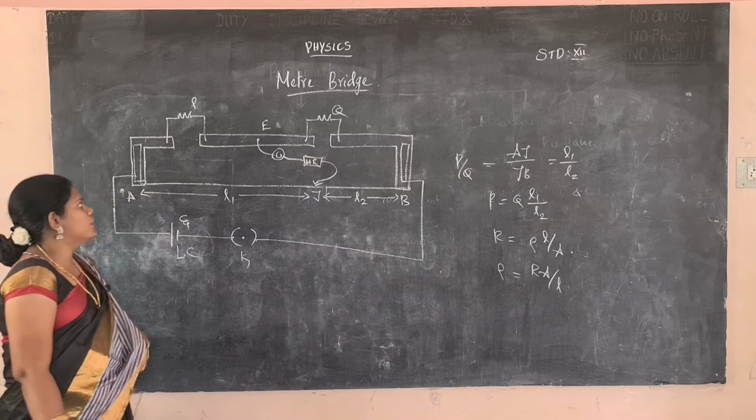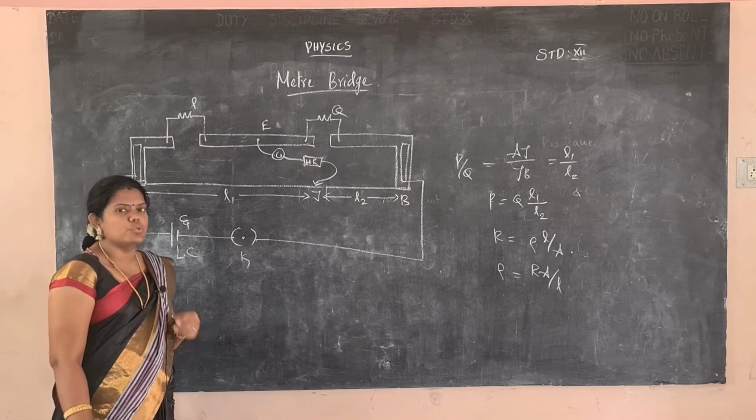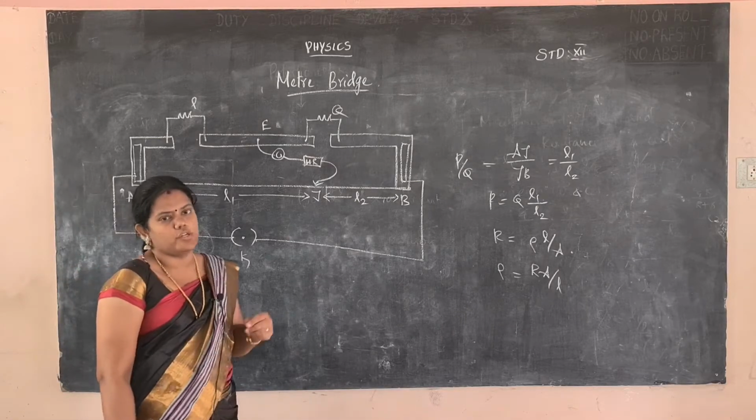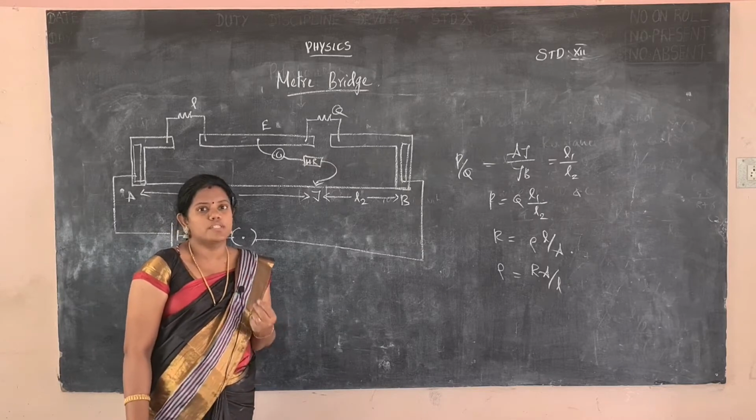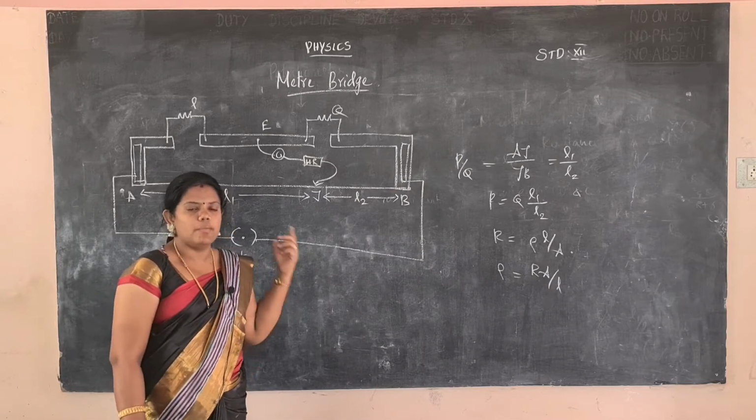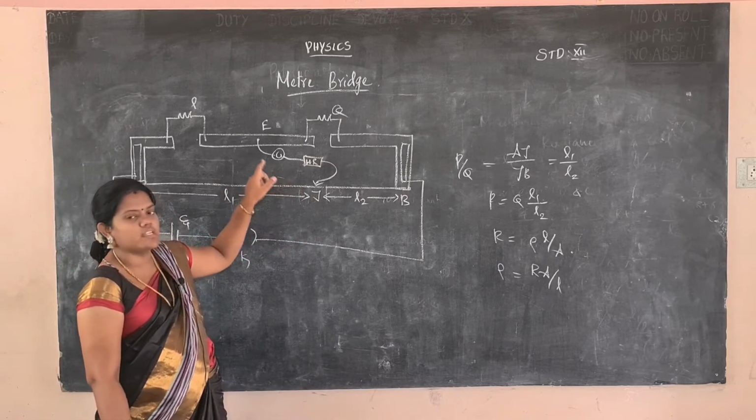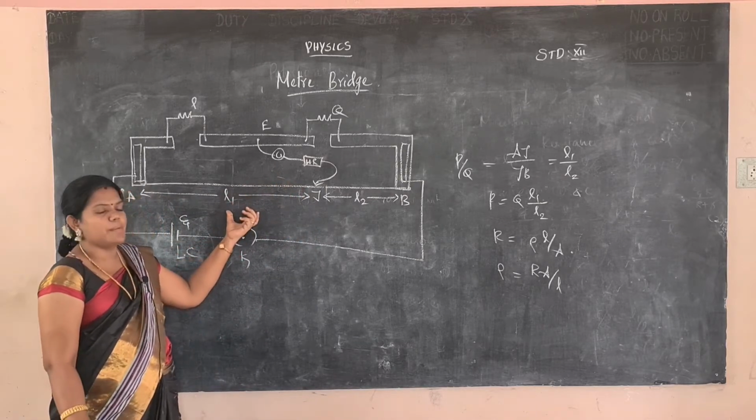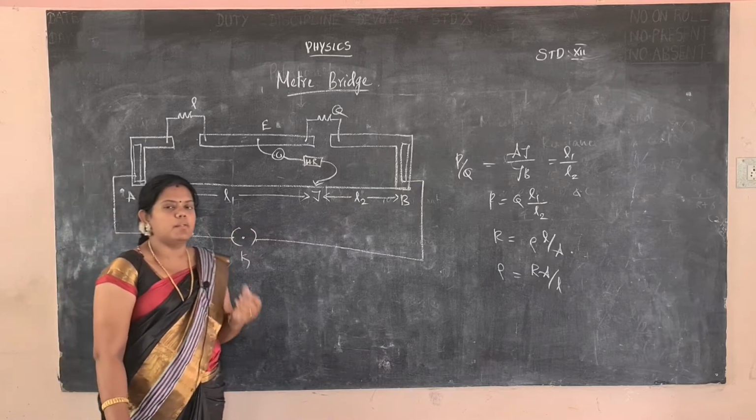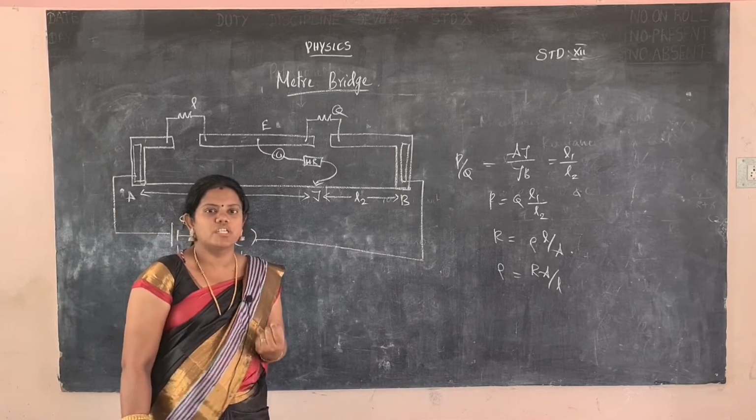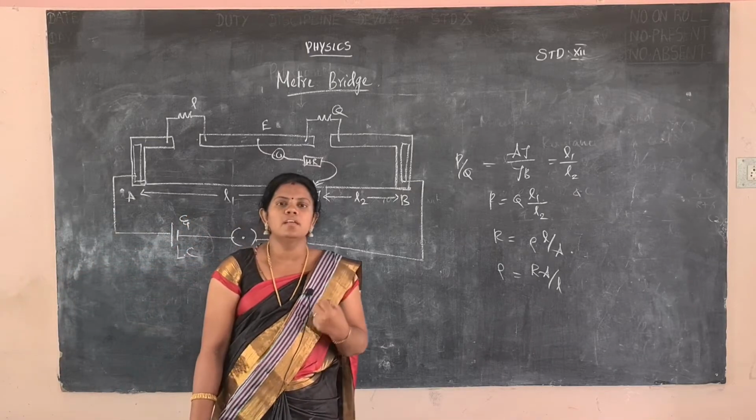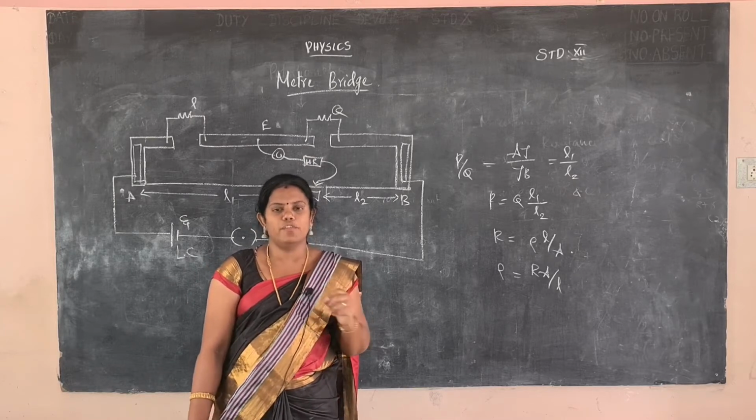The galvanometer is used to check whether current is flowing in the circuit or not, and it shows null deflection also. The galvanometer's job is this: when you rub the jockey along the wire and the galvanometer shows zero deflection, only then can we measure from the balancing length. Other than that, the galvanometer is used to measure weak current, and to check the current flowing in the circuit.